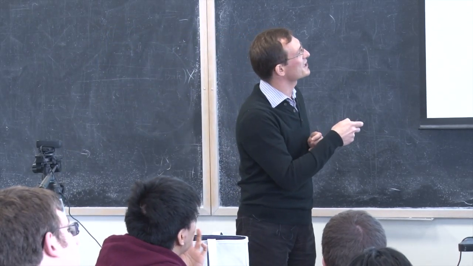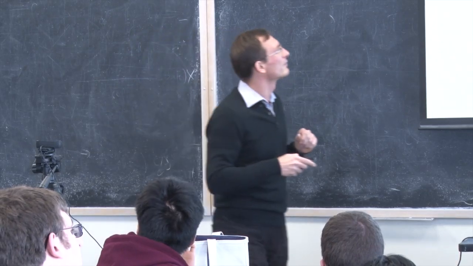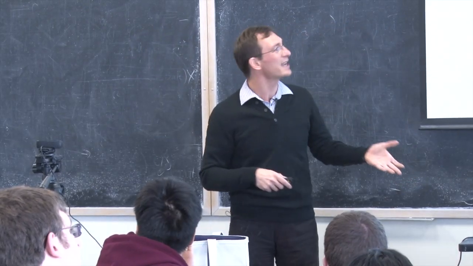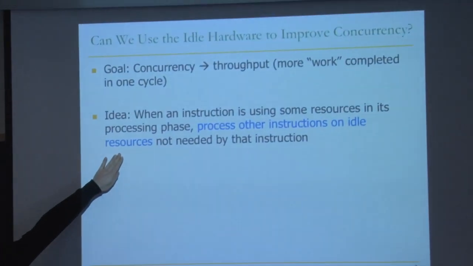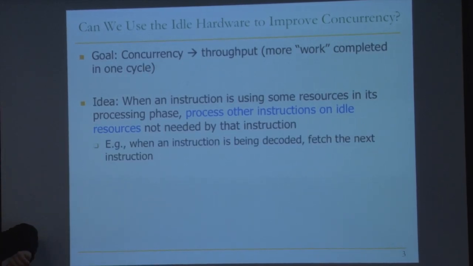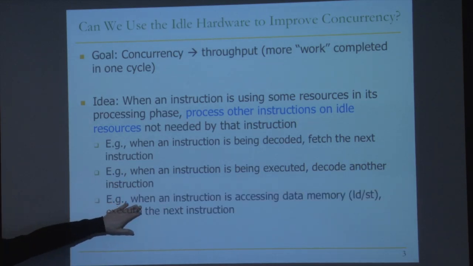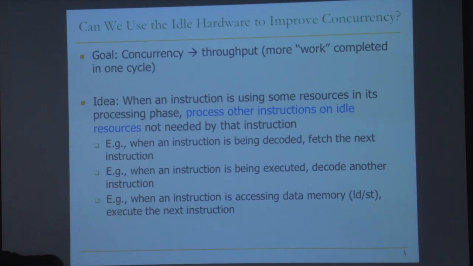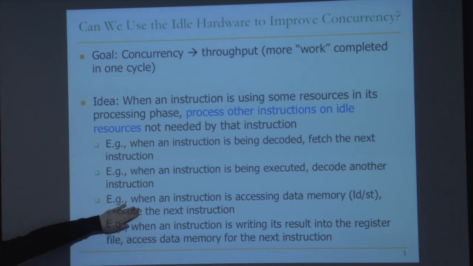The goal is to get more concurrency, which is equivalent to throughput, basically more work completed in one cycle. The idea is, when an instruction is using some resources in its processing phase, process other instructions on the idle resources, potentially in different phases. For example, when an instruction is being decoded, fetch the next instruction at the same time. When an instruction is being executed, decode the next instruction. When an instruction is accessing the data memory, execute the next instruction. And when an instruction is writing its result into the register file, access data memory for the next instruction.